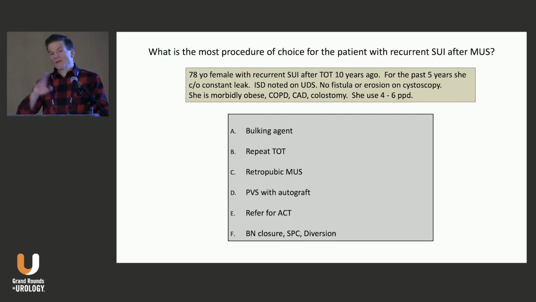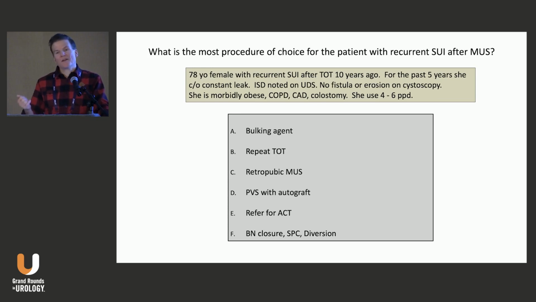Let's think back now. We talked about that index patient. So now we've gone beyond the index, 78-year-old patient, prior TOT, 10 years. This worked for 5 years. And that's important to know. And when I see a patient with a failed sling, my first question is, did the sling make you better, worse, or about the same? That is my favorite question.